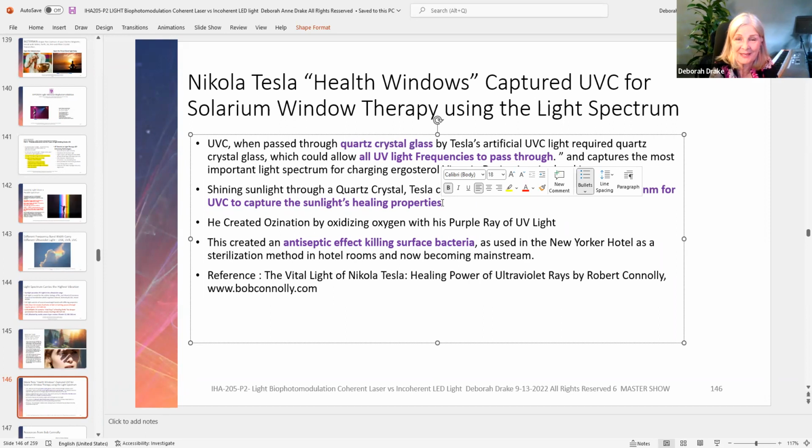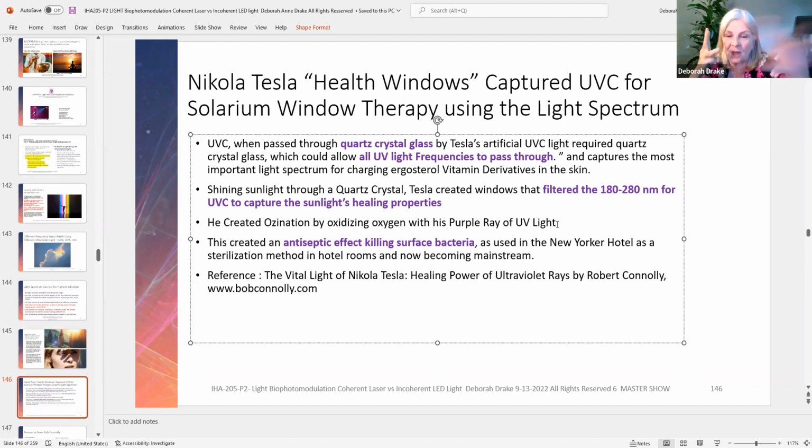So now we can translate that into the Genius program and take capturing of creating what would normally be a filtered UVC light, and we could broadcast into the body without harm. And he also created ozonation by oxidizing oxygen with a purple ray of light, of UV light. It turned into ozone, which is O3, which then released one oxygen called O1, which is a free radical scavenger and jumped onto metals, and it's like a foaming mouthwash in the body. And then you were left over with oxygen 2, which beautifully would carry more light in the body.